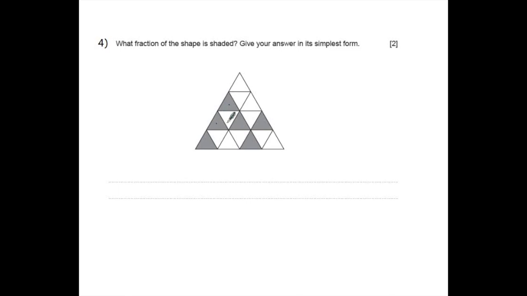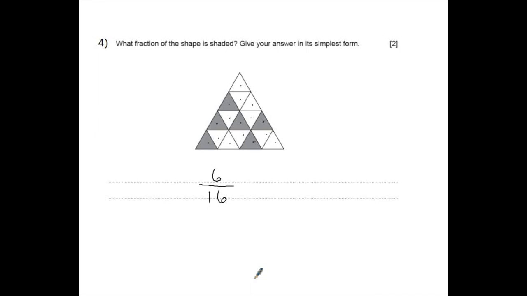You've got 1, 2, 3, 4, 5, 6. So that's going to be your numerator in the fraction. And remember, the denominator is the total amount of parts, so the total amount of small triangles. If we count them, we've got 1, 2, 3, 4, 5, 6, 7, 8, 9, 10, 11, 12, 13, 14, 15, 16. So we're going to have 16 on the bottom. So our fraction to start is 6 over 16.